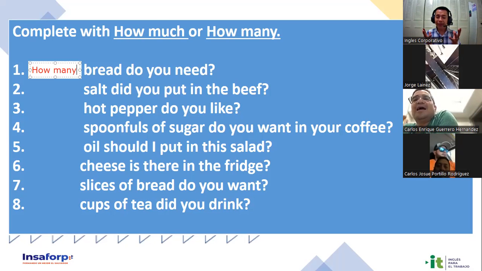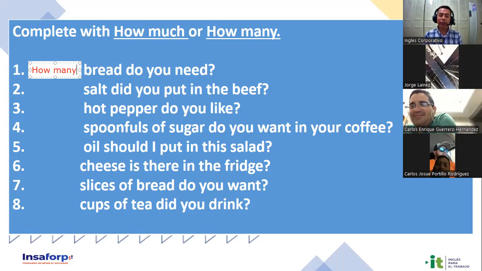Si dijera, bread do you need in the box, sería how much, ¿verdad? ¿Cuántos panes caben en el... ¿Cuántos caben? Ok. No sé, piensa. Carlos Enrique, give me a second. Para quedar claro en el punto. No, that's okay. I understand.